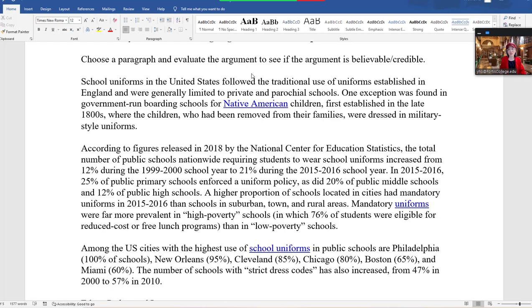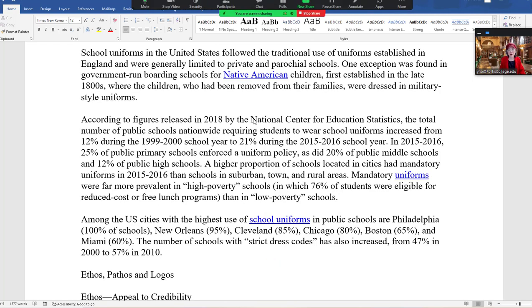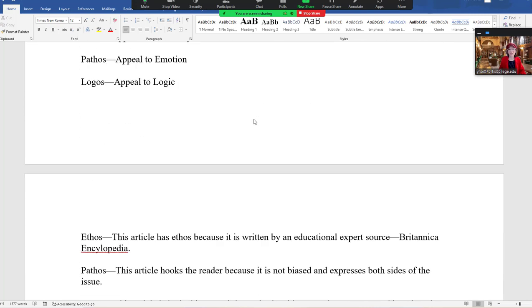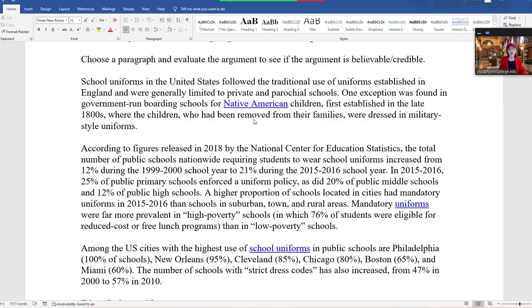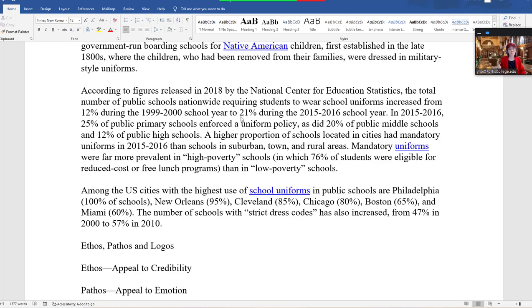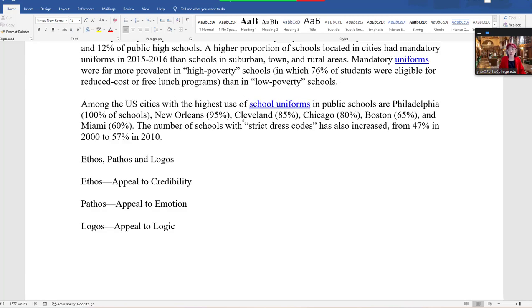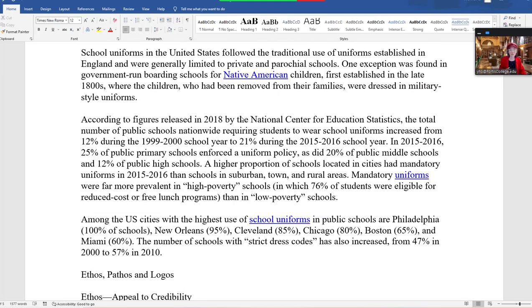So we're going to be looking at this random article using kapow and also using ethos, pathos, and logos. We're going to look at this paragraph and we're going to use both, okay? We're going to use ethos, pathos, logos, and we're going to use kapow.